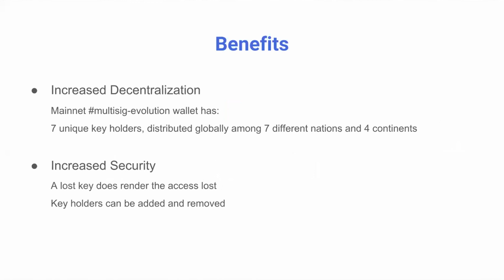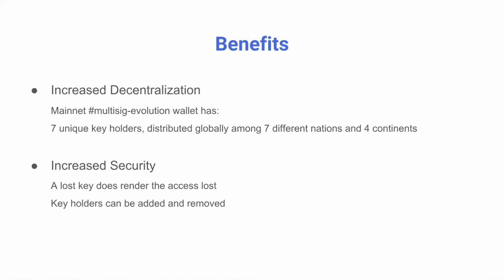Okay, so I actually should have shown the slide while I was talking, but just to rehash, you have increased decentralization. Speaking about our specific wallet, which we've been testing, and you can join us in Multisig Evolution on Slack, our mainnet wallet right now has 7 unique key holders. They're distributed globally among 7 different nations and 4 continents. That provides pretty robust distribution and decentralization against all kinds of different attack vectors.